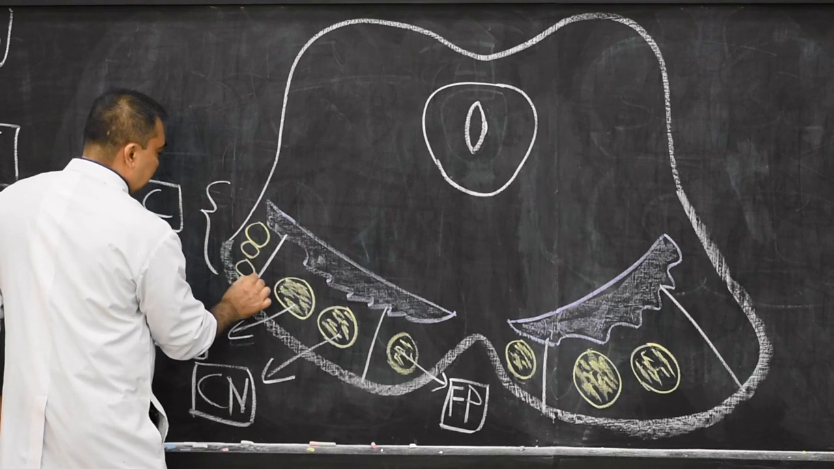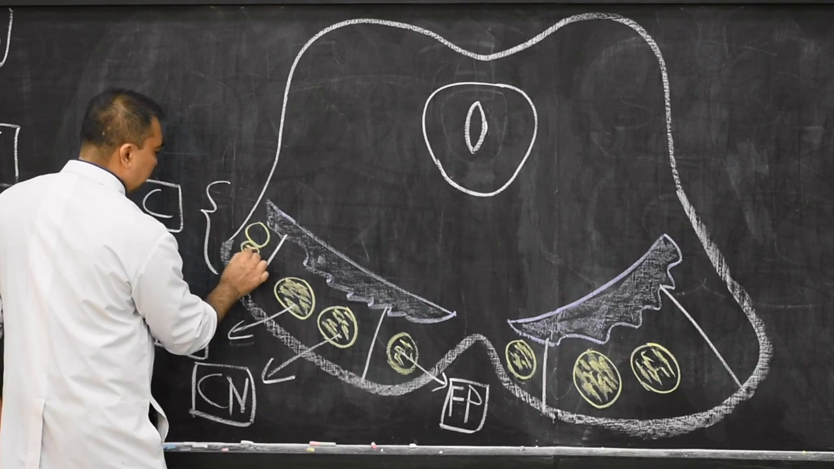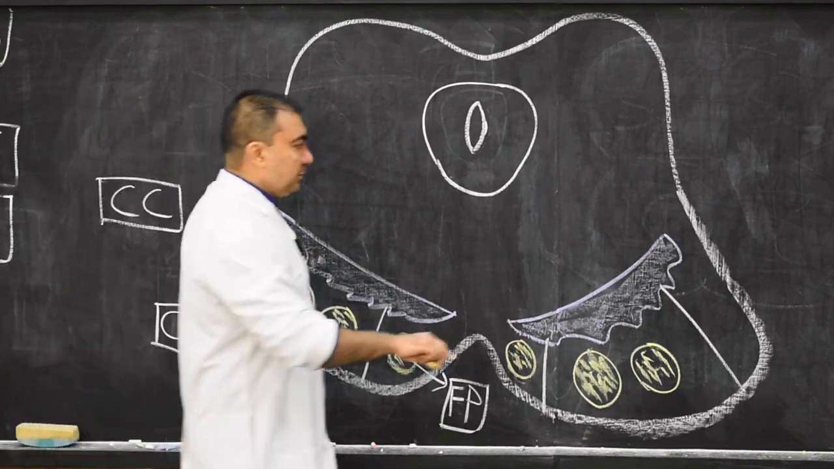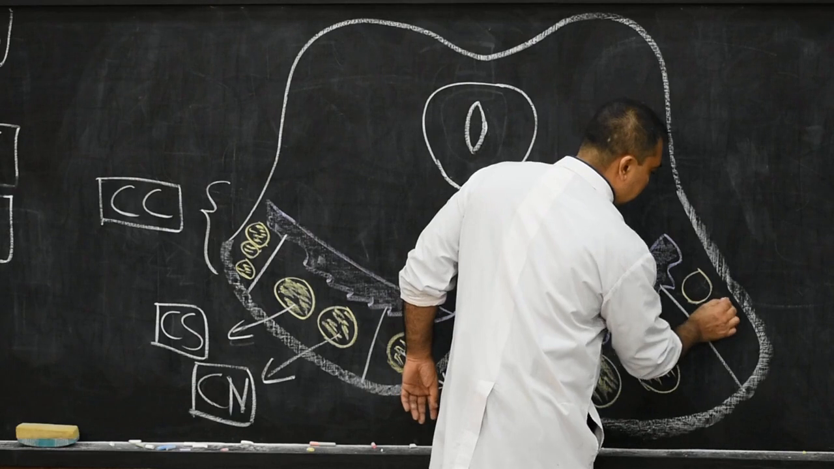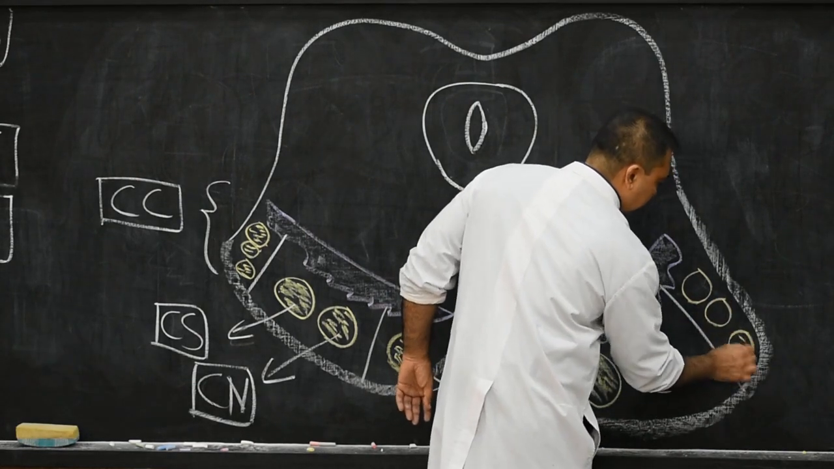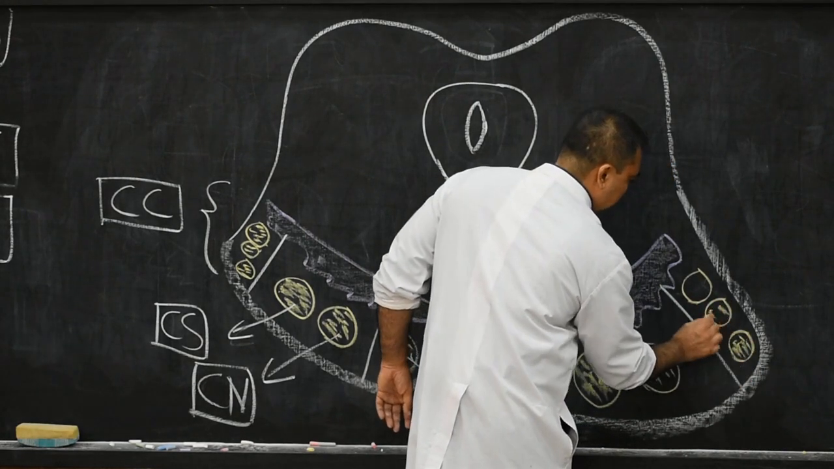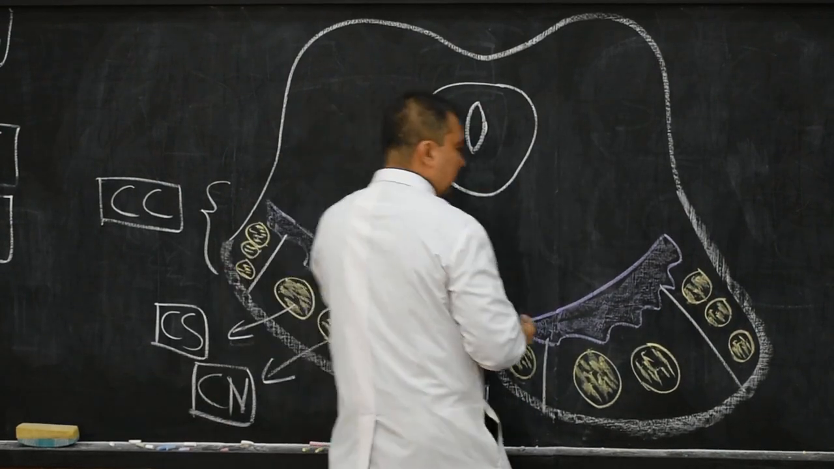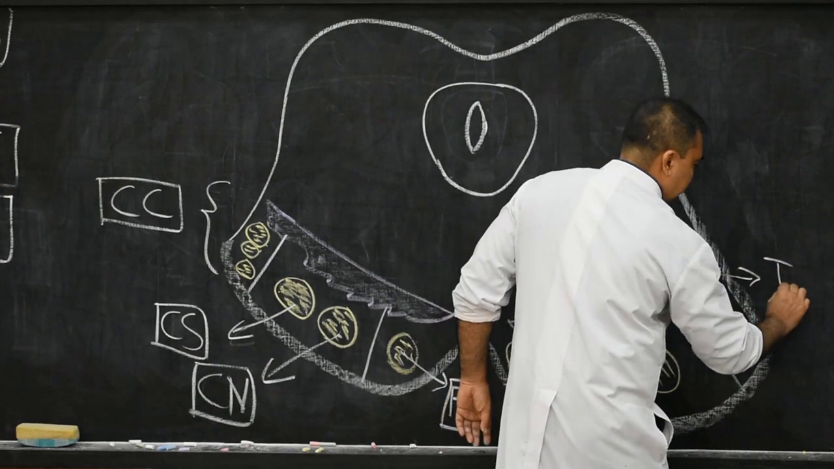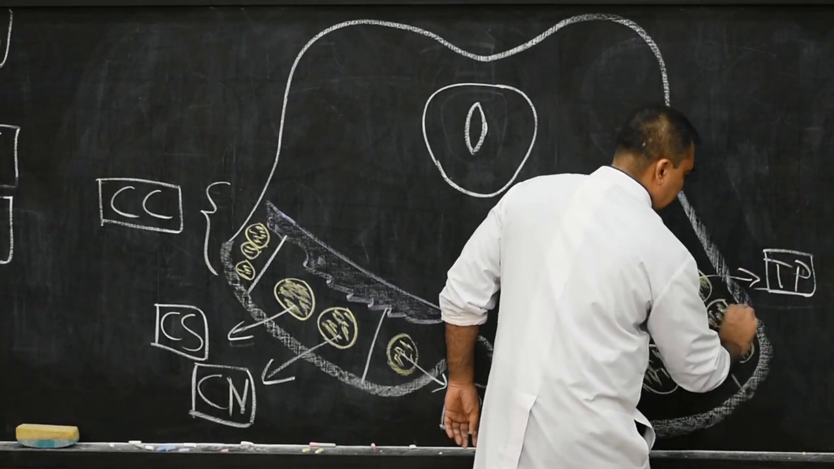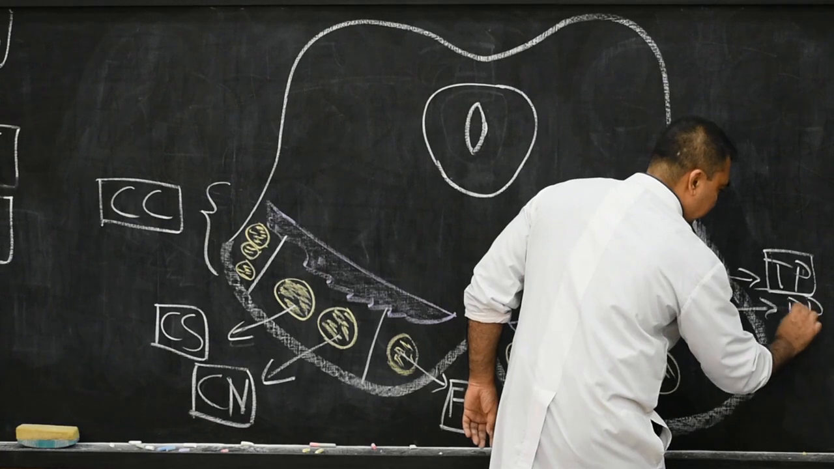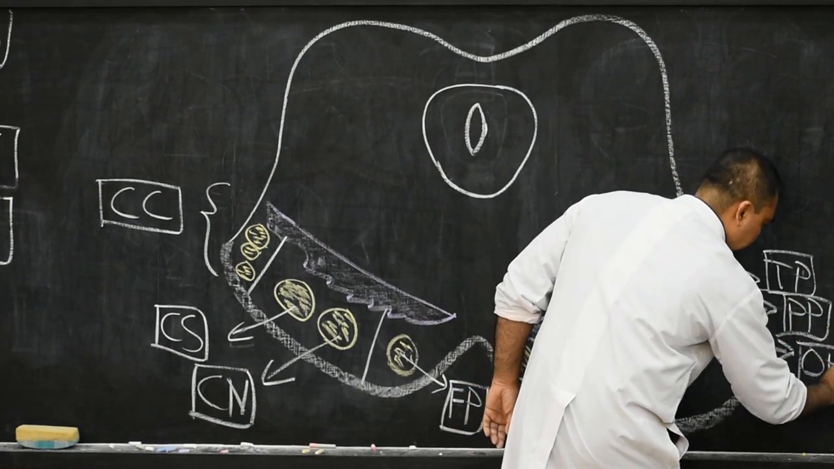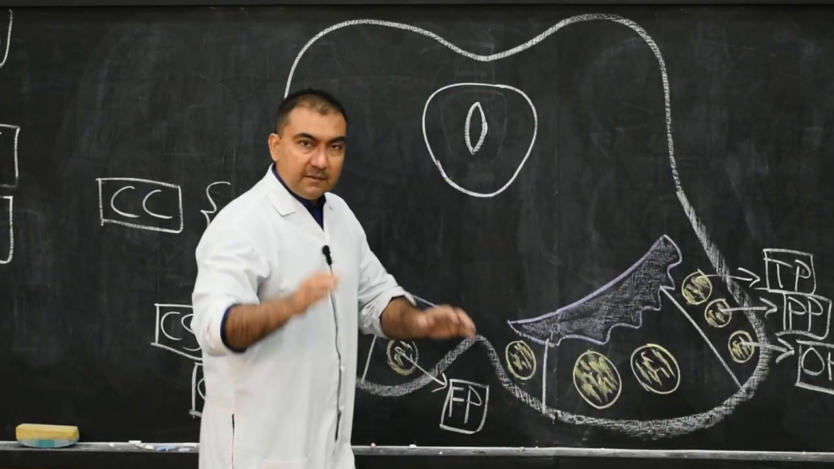these three varieties of fibers coming from the remaining three lobes. They will be known as temporopontine, parietopontine, and occipitopontine fibers. Therefore, here we will mention temporopontine, then parietopontine, and here occipitopontine fibers. Here we complete the crus cerebri.